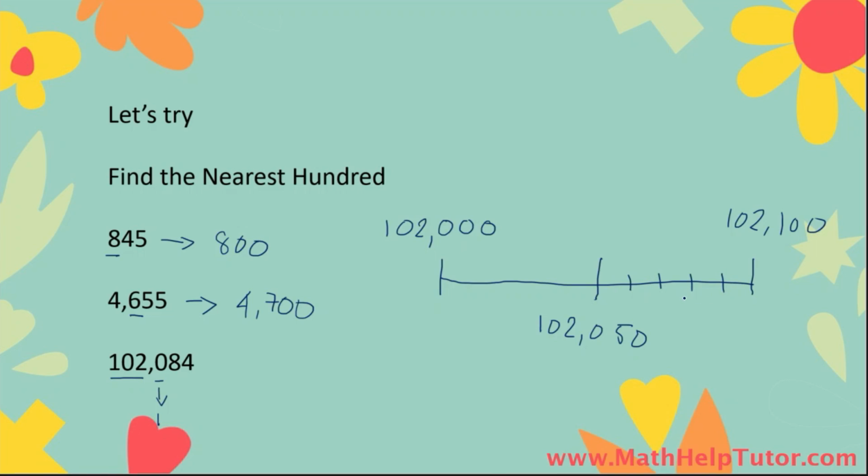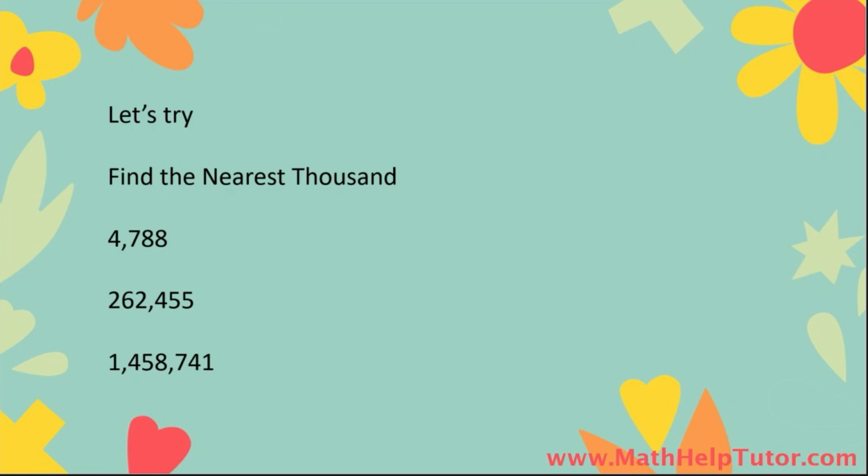So our number is 102,084. So 60, 70, 80, and this is 90. Our number should come before 90, but after 80. So our number should be around here. That's 102,084. Since our number comes after 102,050, or is bigger than 102,050, we know that our number is nearer to 102,100. So the answer to the question, find the nearest hundred to the number 102,084, is 102,100. Now let's find the nearest thousand for the three numbers below.